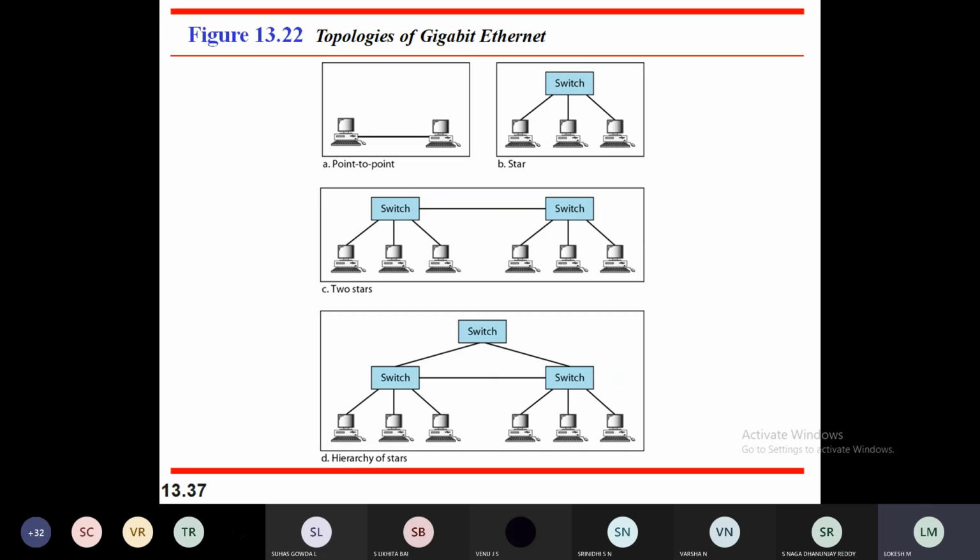Here the topologies of gigabit Ethernet are point to point, as we saw in the fast Ethernet, and even star topology. Okay, and then we can combine two star topologies and a hierarchy of stars. Okay, hierarchy of stars means we can combine many star topologies with different levels. Okay, different levels like if you have a star here. Okay, if you want I can write it and I'll show you.